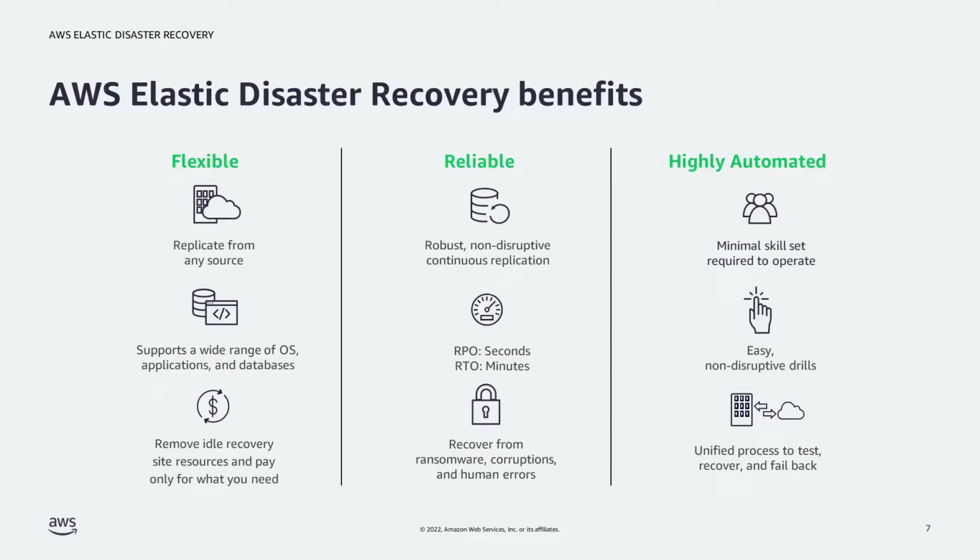Now, how does Elastic Disaster Recovery help alleviate some of this? We have 3 key pillars here: flexible, reliable, and highly automated. With the flexibility pillar, one of the best things is you have the ability to replicate from any source, whether it's a virtual environment, a physical environment, or even a different cloud provider, and replicate that data into AWS.